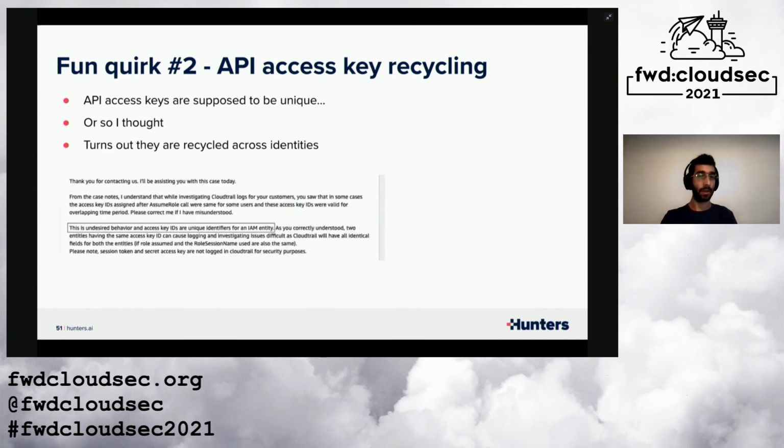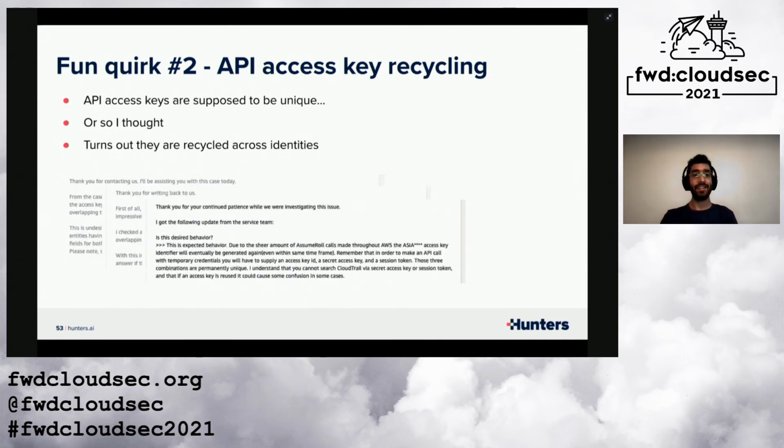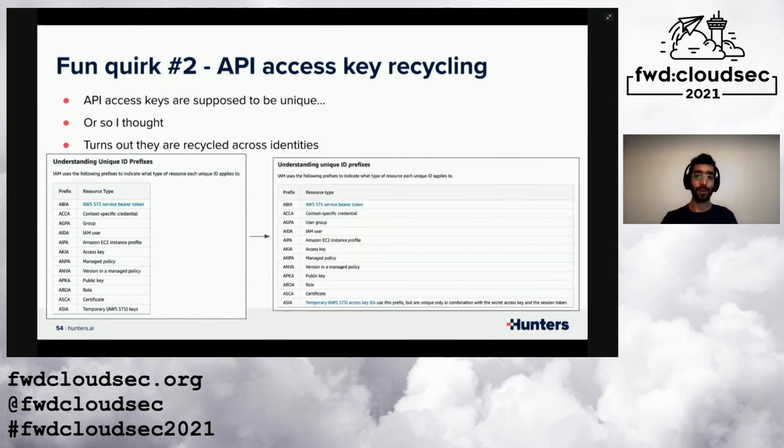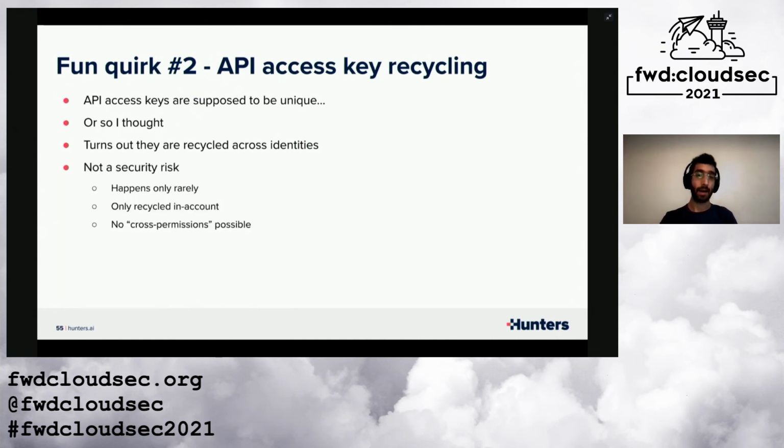So we communicated with AWS, and we discovered that indeed this is expected behavior because of the sheer amount of assume role calls that there are. They also added a note to the documentation about it, saying they are unique only in combination with the secret access key and session token. However, this is a fun fact, but it's not really a security risk, because besides happening rarely, it's only recycled within the same account, and it still separates 2 different groups of permissions. So an attacker can't use this for cross permissions between them. It's just more interesting than crucial to know.